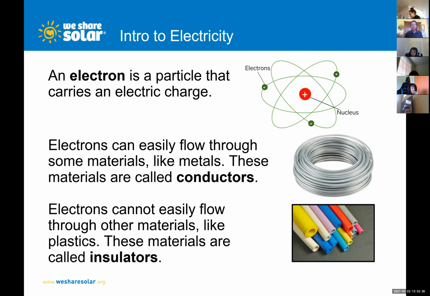We've got two main types of things. We've got conductors, which for our purposes are like metal wires, and then we have insulators, which are the plastic that surrounds the wires. So take any of your power cords: when you're holding the power cord, it's plastic and the wires are inside. That keeps us from getting shocked.